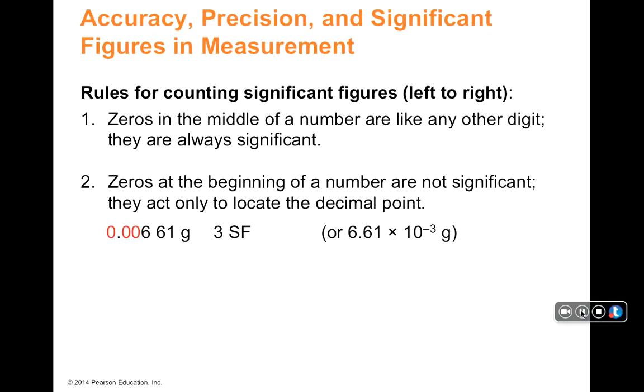Zeros at the beginning of a number are not significant. They only act to locate the decimal point. They're sometimes known as placeholders. So if you look at this 0.00661, that contains only 3 significant figures, the 6, the 6, and the 1.